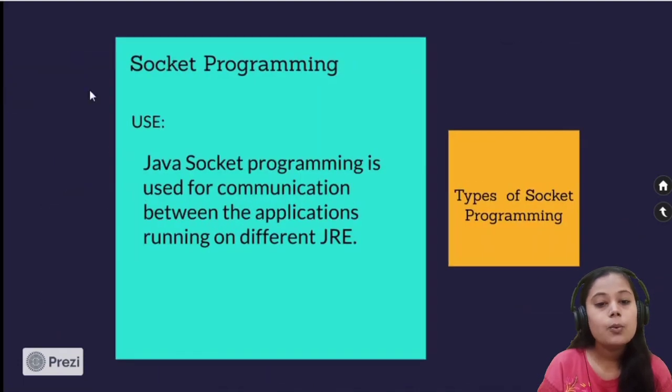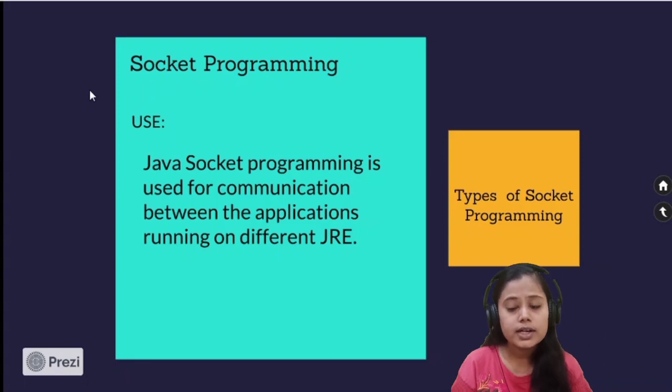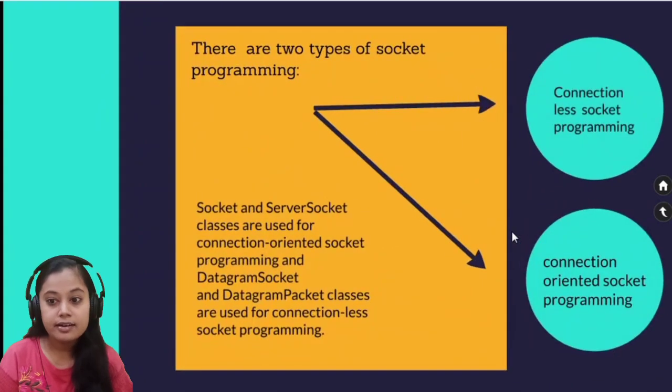Now we'll see what socket programming is and its use. Java socket programming is used for communication between the applications running on different JRE. The next question which strikes our mind is: what are the types of socket programming? The types of socket programming are connection-less socket programming and connection-oriented socket programming.